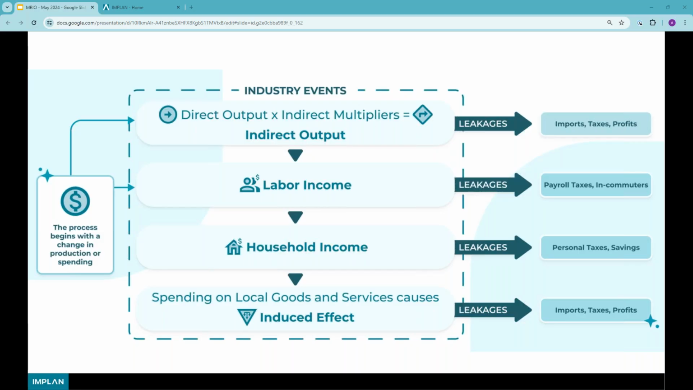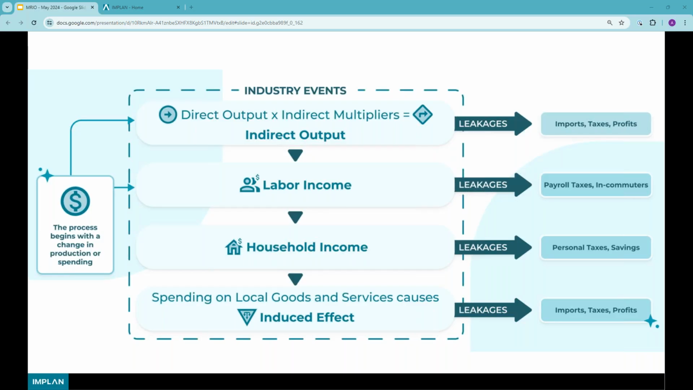IMPLAN also assumes that some of the profit and taxes paid by this business are also going to be leaked out of the region, right? Because IMPLAN doesn't know how and when those dollars are going to be respent. Are they going to take that profit and buy a new machine? Are they going to take that profit and pay down a loan? Where are those dollars going? How are they going to be spent? We don't know, so we don't do anything with them. They're a leakage. But when we take our direct effects multiplied times those indirect multipliers, that gives us our indirect effect on our local region.